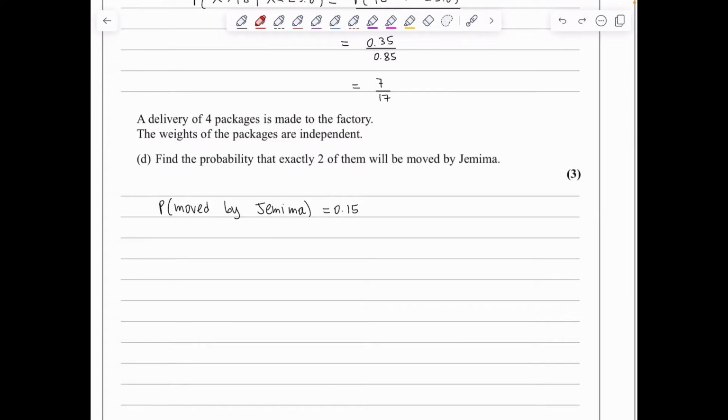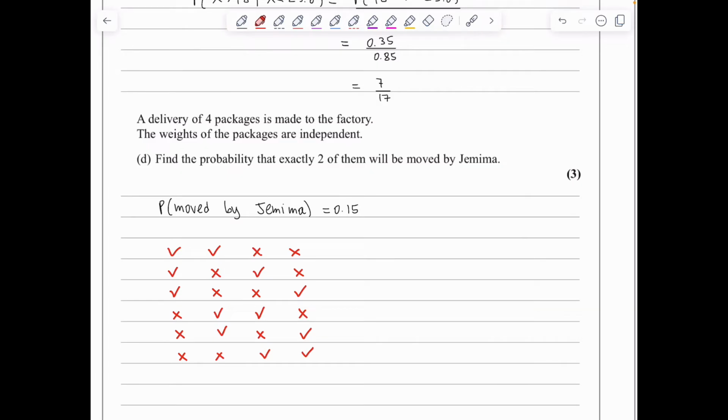It could be the first 2 moved by Jemima and the other 2 not, or maybe the first, not the second, the third, and not the fourth. So maybe the first, not the second, not the third, but the fourth, or maybe not the first, the second, the third, but not the fourth, or not the first, the second, not the third, the fourth, or maybe the first 2 were not moved by Jemima, but the last 2 were.